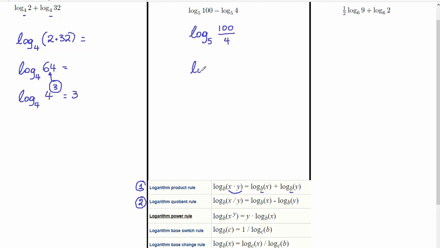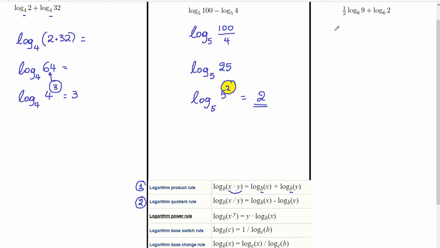And this 100 over 4 is nothing else than 25. So this is log of 25 with base 5. Now I can observe that 25 is nothing else than the perfect square of 5. So I can write it like that, and I have log of 5 squared with base 5. The corresponding exponent that I have right here is the number 2. So this is going to be nothing else than the result of my logarithm. This is the actual logarithm. So this is going to be equal to 2. And that's my answer.